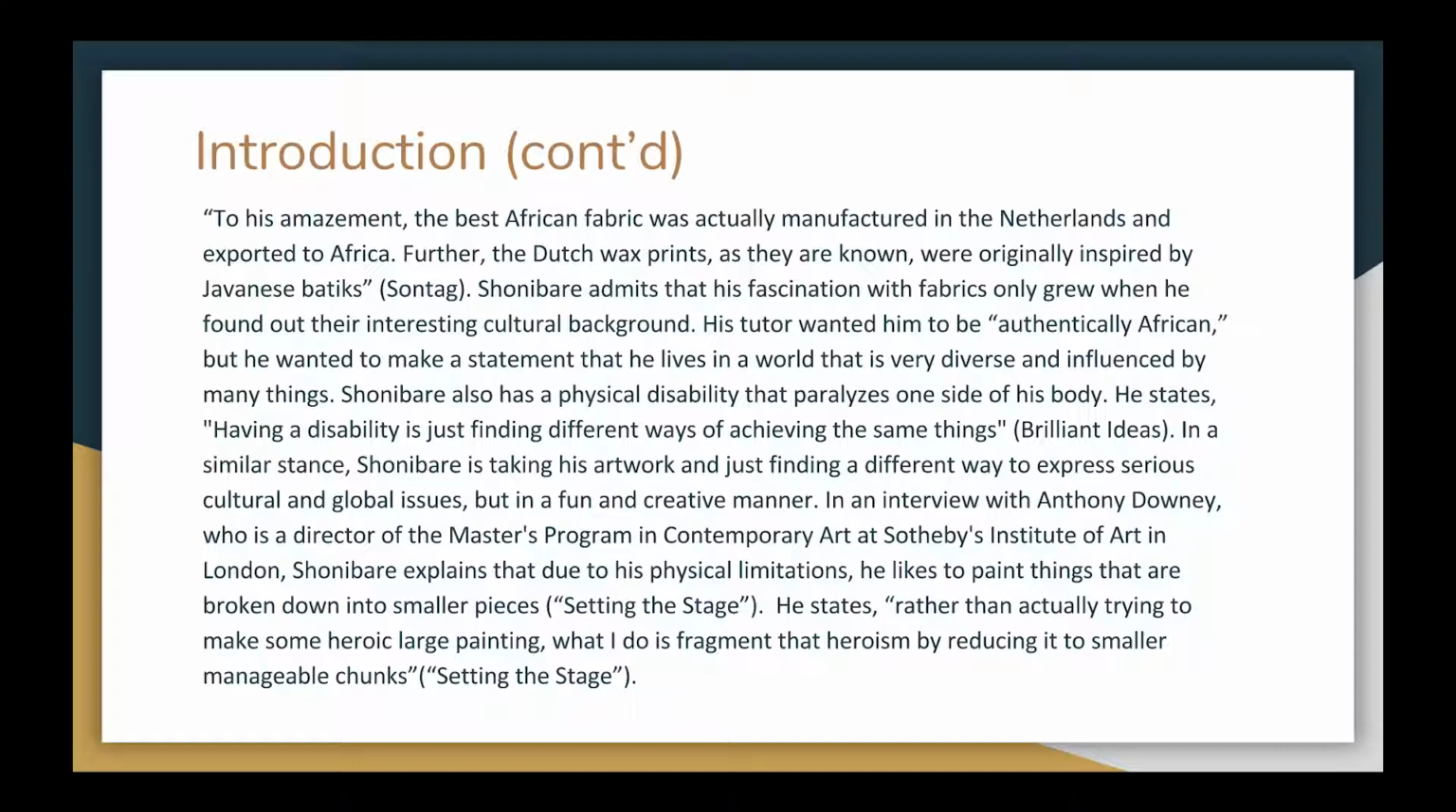His tutor wanted him to be authentically African, but he wanted to make a statement that he lives in a world that is very diverse and influenced by many things. Shonibare also has a physical disability that paralyzes one side of his body. He states, "Having a disability is just finding different ways of achieving the same things." In a similar stance, Shonibare is taking his artwork and finding a different way to express serious cultural and global issues, but in a fun and creative manner.